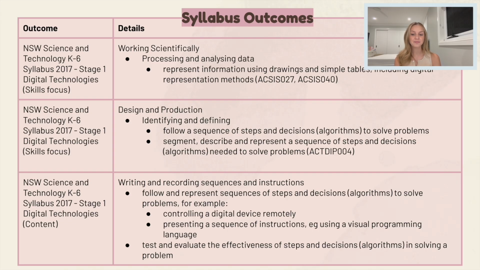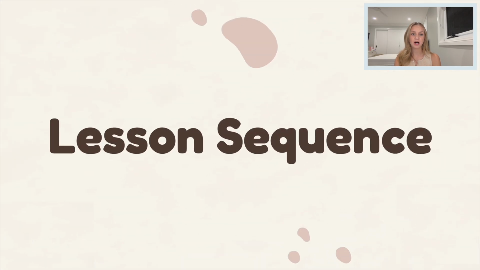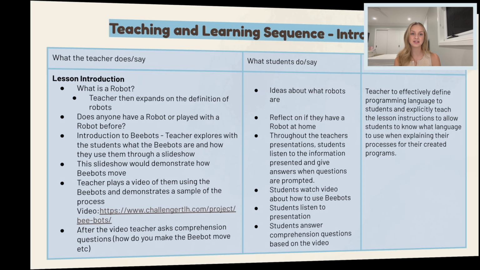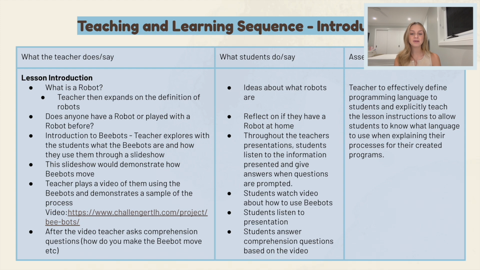Lesson sequence. Resources required for this activity include the teacher explanation PowerPoint for B-bots, student iPads, B-bots, B-bot mats, Unifix cubes, and the worksheets which we have created. The lesson would begin with the teacher introducing students to the digital technology of B-bots. The teacher would begin by creating a classroom discussion on what is a robot, and also asking students if they have a robot at home, to gauge the initial understanding of this type of technology.